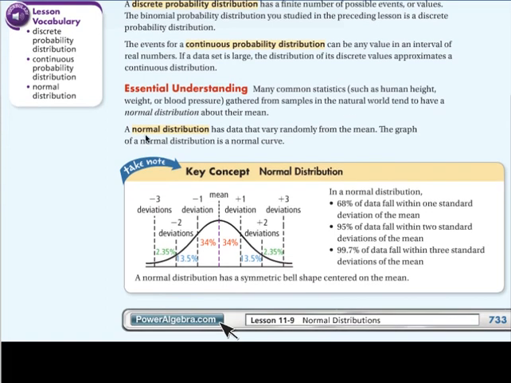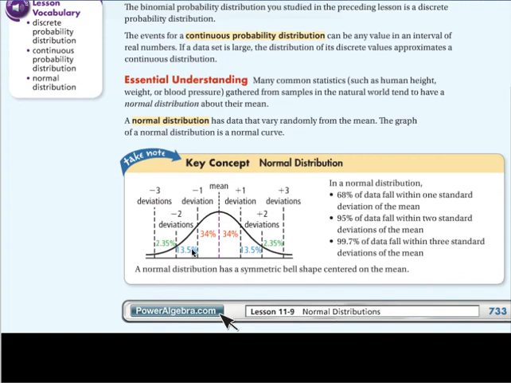Big picture, the normal distribution has data that vary randomly from the mean. The graph of a normal distribution is what is commonly referred to as a bell curve, or the normal curve. And we look at it like this. There's some words here that you may recognize, like deviation and then obviously mean.